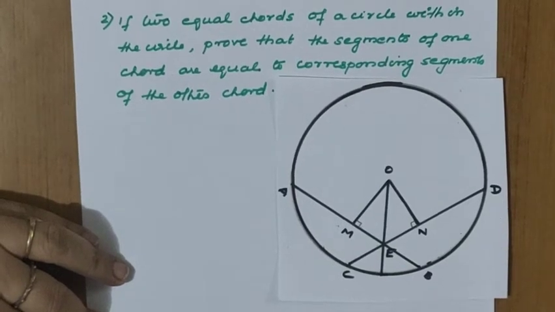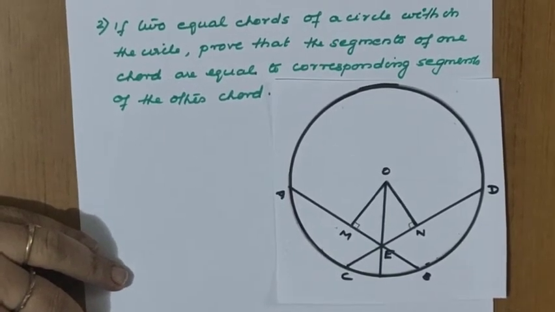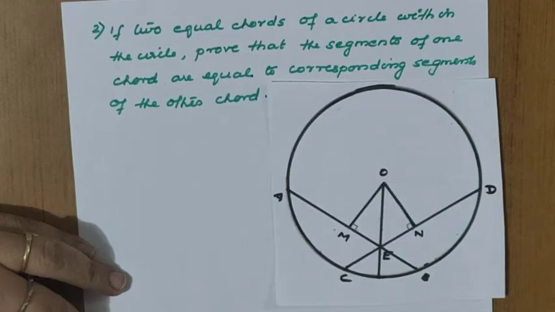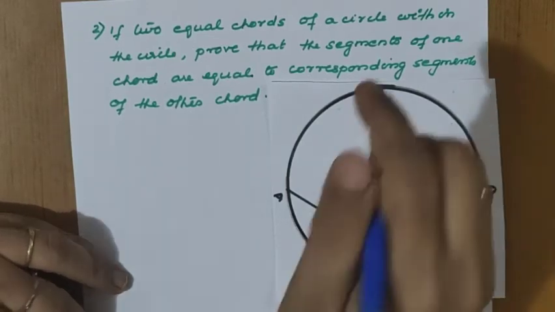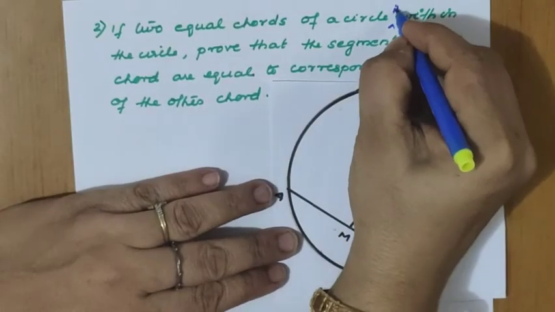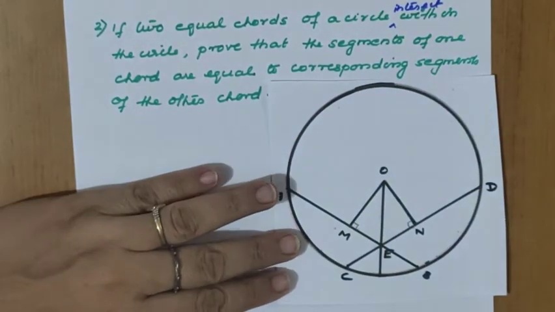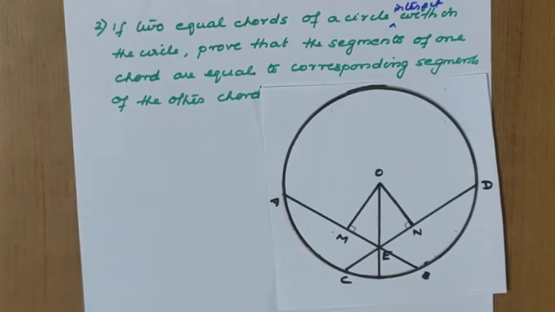Good morning children, again the same chapter 10 and exercise 10.4 we are solving here. Question number 2: if two equal chords of a circle intersect within the circle, prove that the segments of one chord are equal to corresponding segments of the other chord.